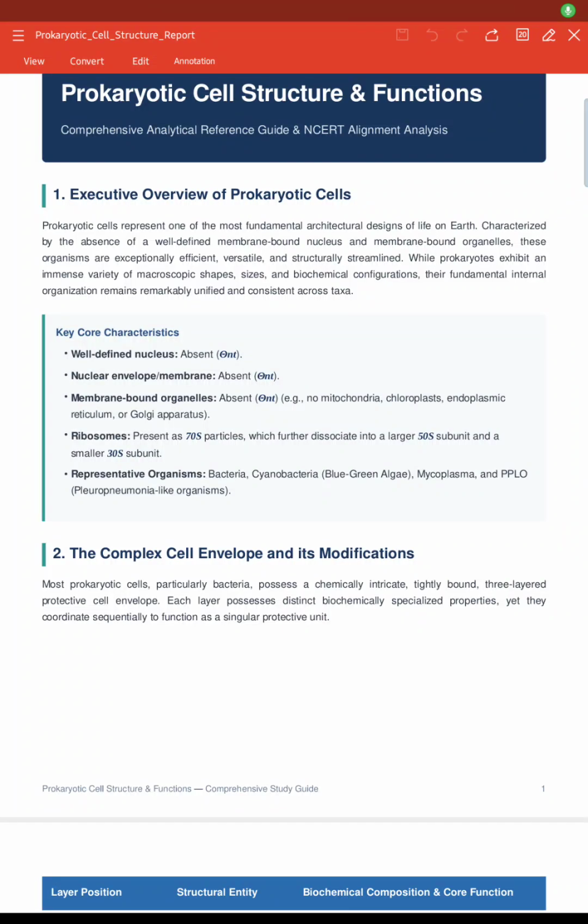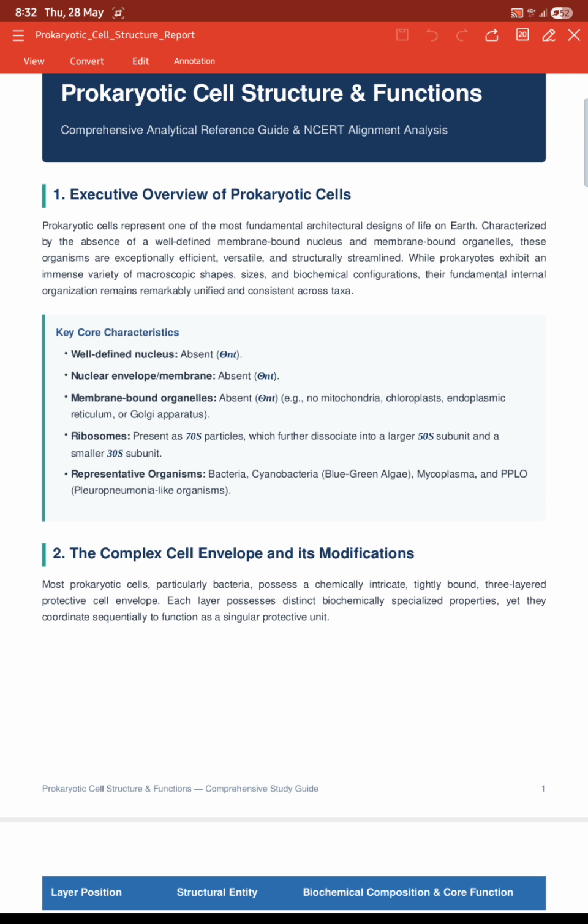Hello everyone. Today we are going to learn about prokaryotic cell structure and its functions. I'll give you an overview of prokaryotic cells and their functions. Topic number 1: executive overview of the prokaryotic cells.